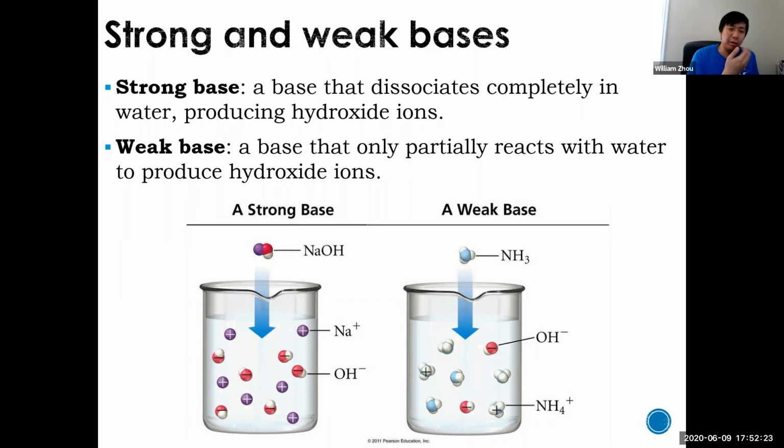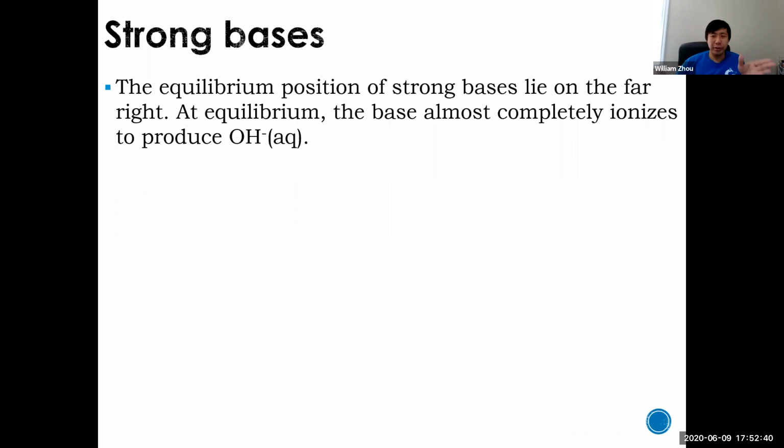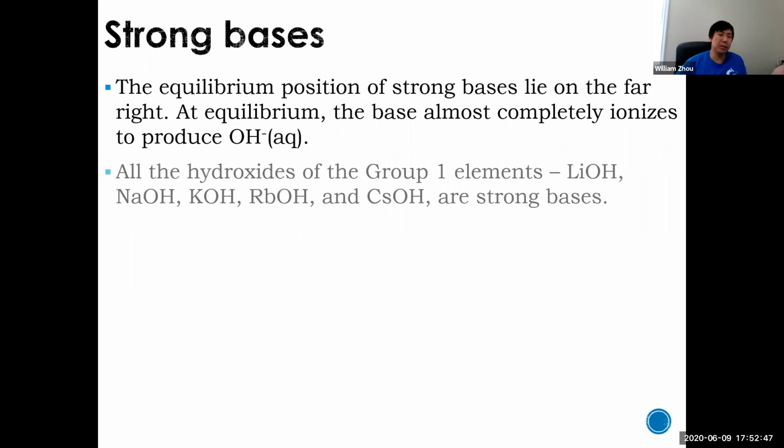If you look at the picture here, a strong base, sodium hydroxide, you drop that in, 100% dissociation. Weak base, NH3, you drop that in water, only some of them become NH4. A lot of them just have no change. That's a weak base. With a strong base, it is a one-way reaction. Because you're 100% ionized, you don't go back. So that is not an equilibrium.